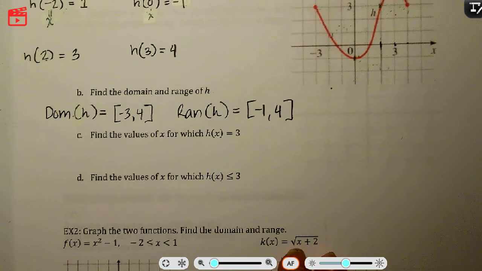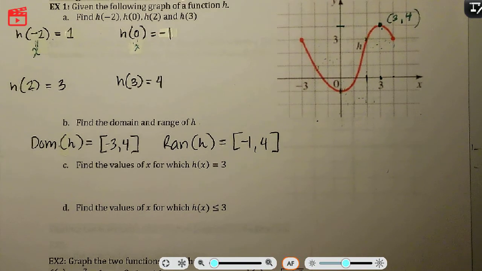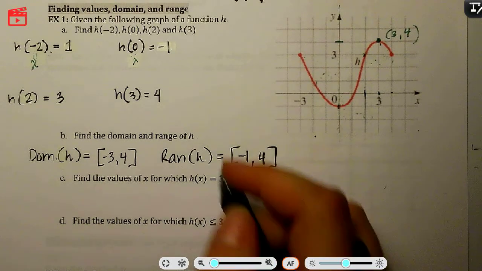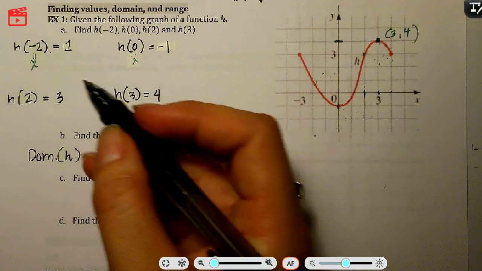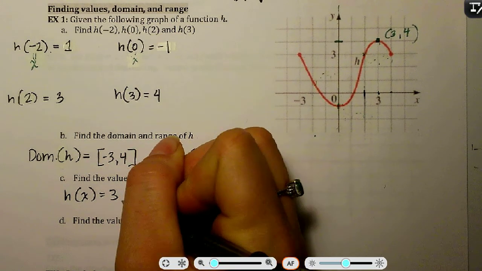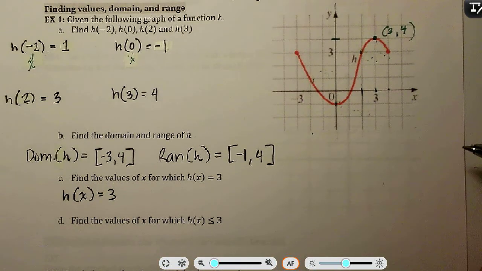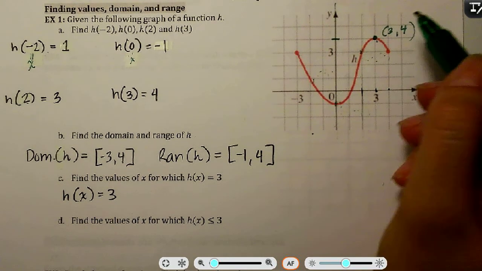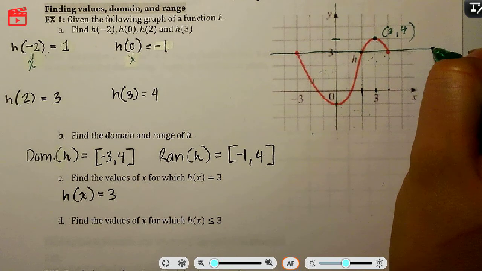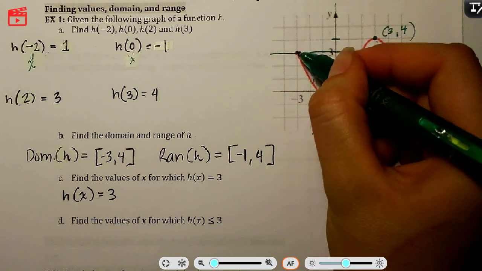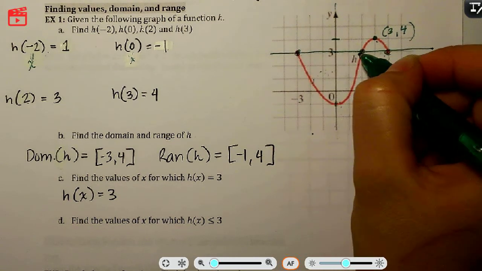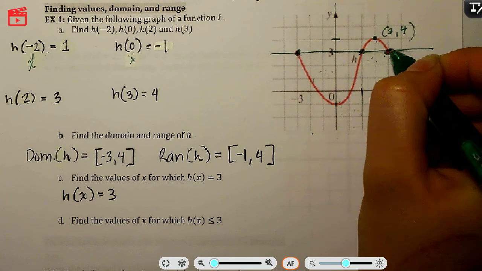All right, so now we're going to find the values of x for which h of x is equal to 3. Same thing as we did before, but a little different. This time we're given the y value is 3, and we're searching for the x value. So I'm going to go where y is 3, which is right here, and I'll draw my line through it. Interesting, look how many times y equals 3. 1, 2, 3 times. So there are 3 x values that create y equal to 3.